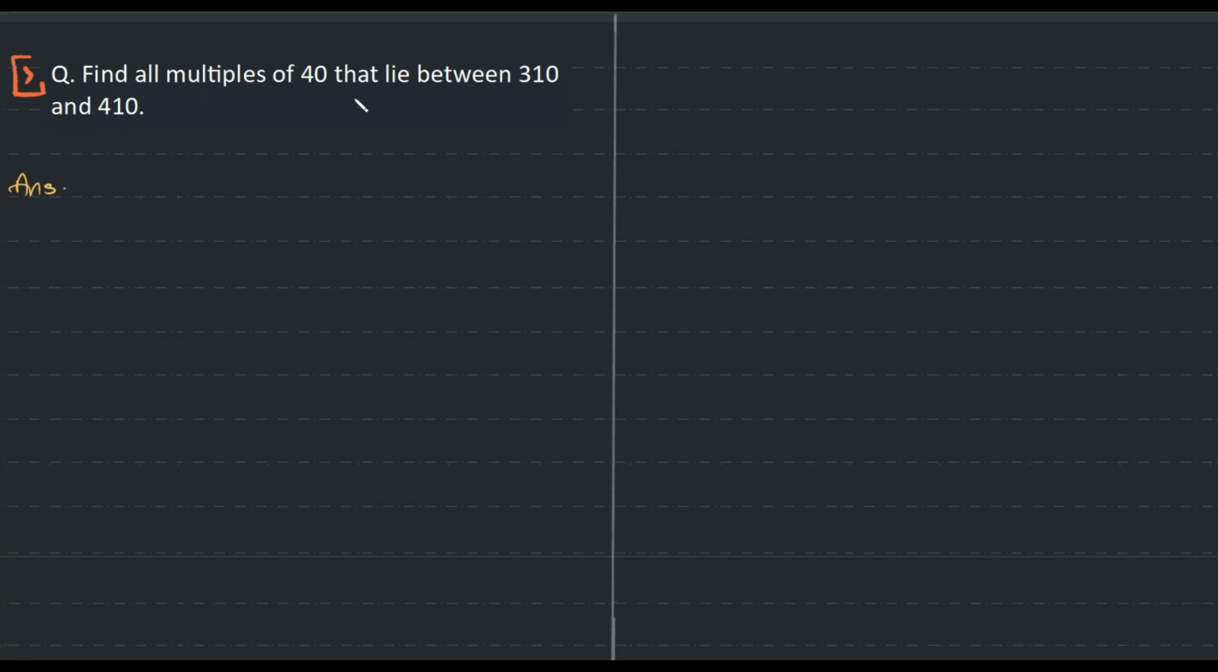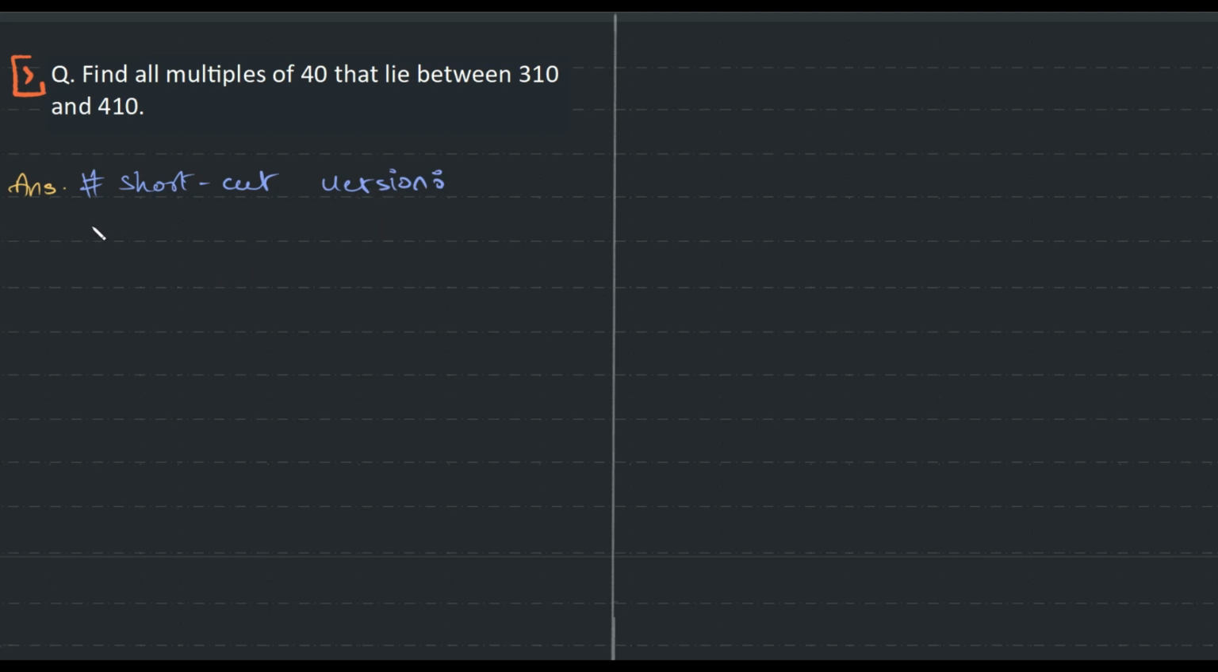Find all multiples of 40 that lie between 310 and 410. Guys, I'll teach you two methods. So the first method is the shortcut version. Again, shortcut does not mean you're not thinking over, we are thinking.